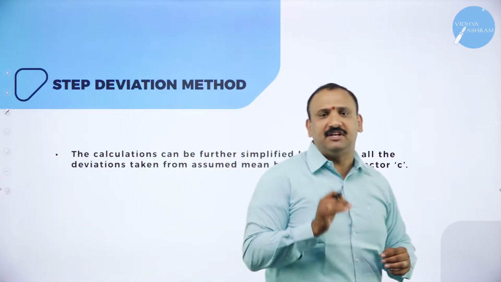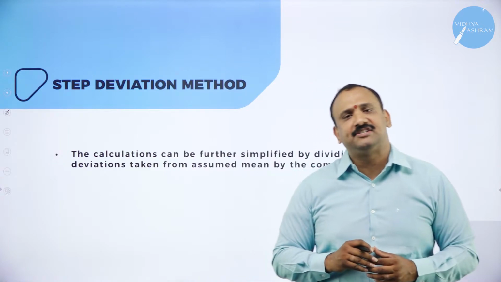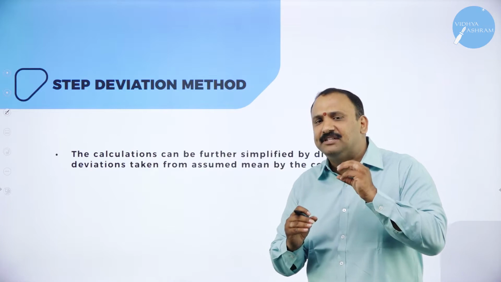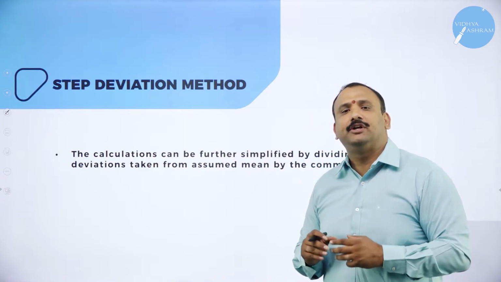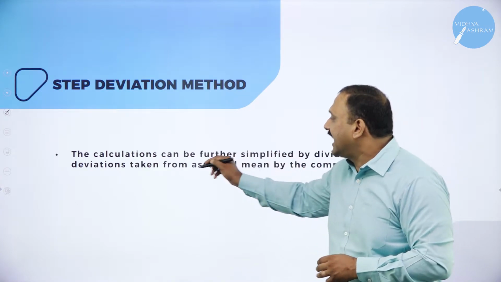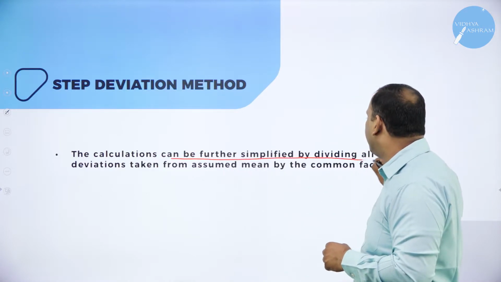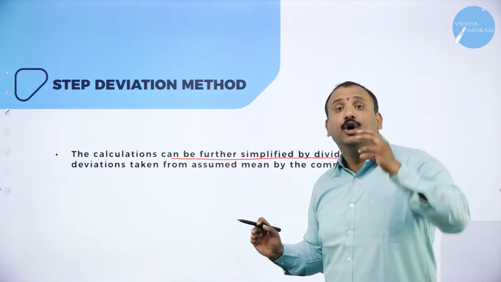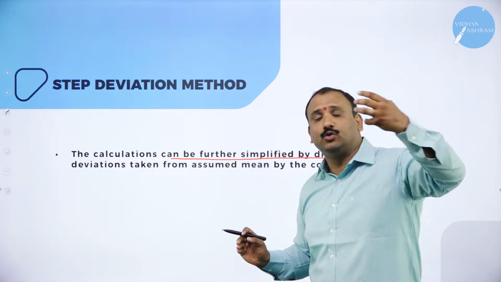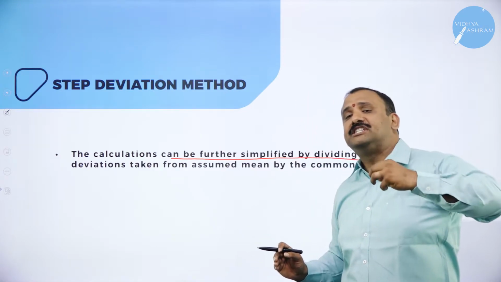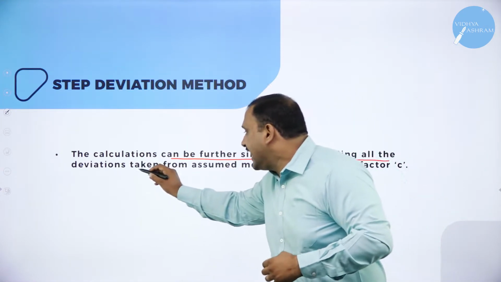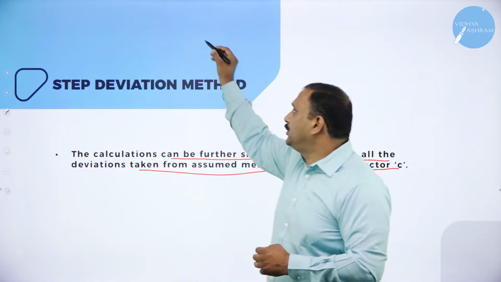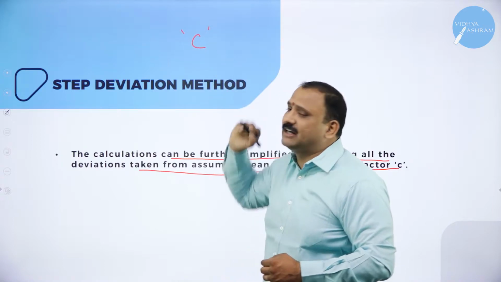The word itself is very interesting to understand. Step deviation method. So are we deviating? Are we just going one step further in order to understand? Let's have a look into it. The calculations can be further simplified by dividing all the deviations. Now you're going to divide all the deviations, not one or two. There are going to be multiple deviations that are going to come here, taken from the assumed mean by the common factor C. So I just want you to remember this common factor C.